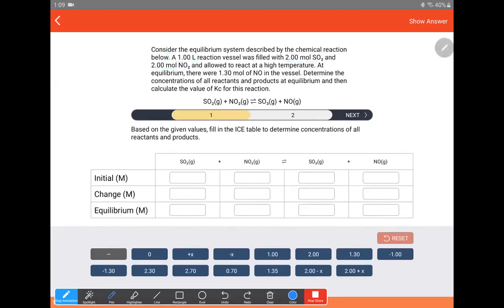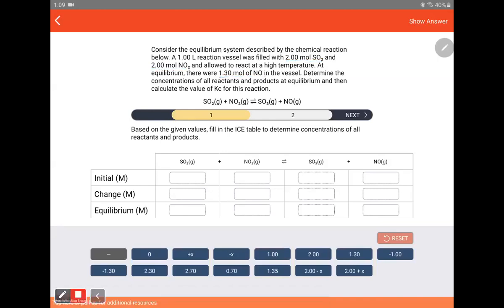So initial concentration of SO2 was 2 molar, 2 divided by 1, 2 molar for NO2, and they're allowed to react at high temperature. And then there was 1.3 molar of NO in the vessel at equilibrium. So let's put some of these in. Okay, so 2 molar SO2 to start. We also had 2 molar NO2. And then there were 1.3 moles of NO at equilibrium. So that's what we know.